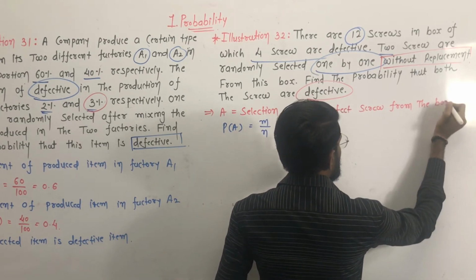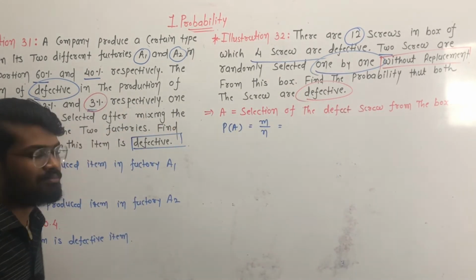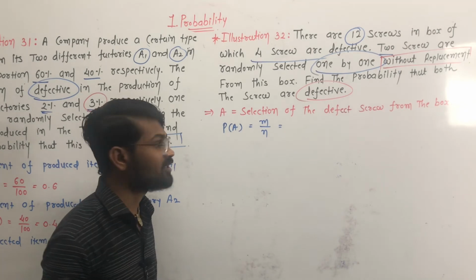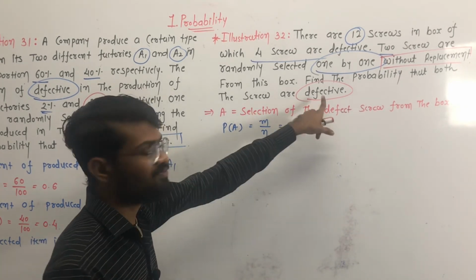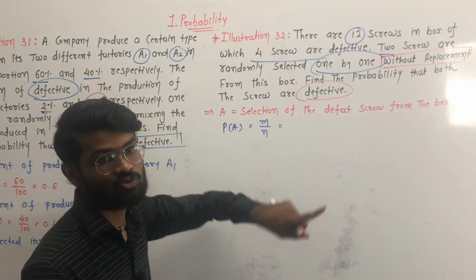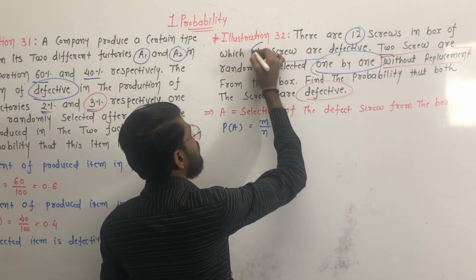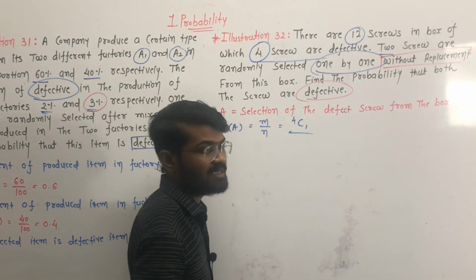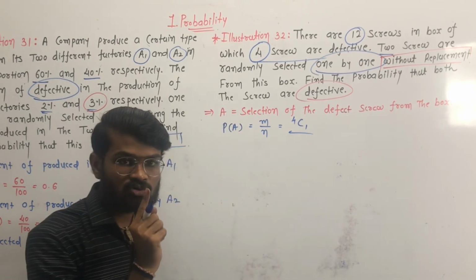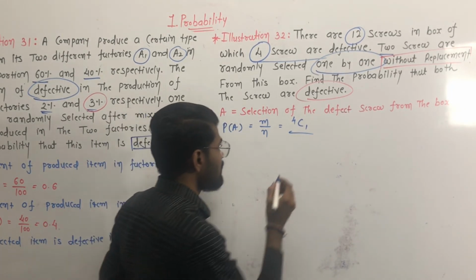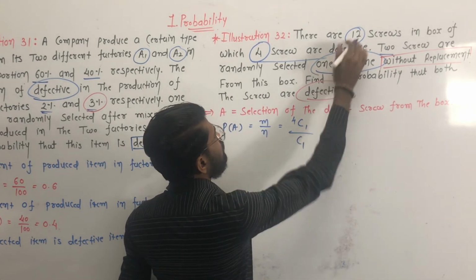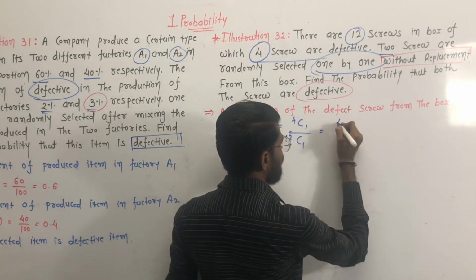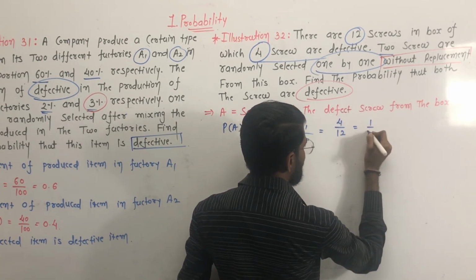Okay. So the probability of event A is equal to m by n, where m is the number of favorable outcomes. How many favorable outcomes are there? We have to select one screw which is defective, out of these 4 defective screws. And n is the total number of possible outcomes: we have to select one defective screw out of a total of 12 screws. So the probability of event A is 4 by 12, which is equal to 1 by 3.